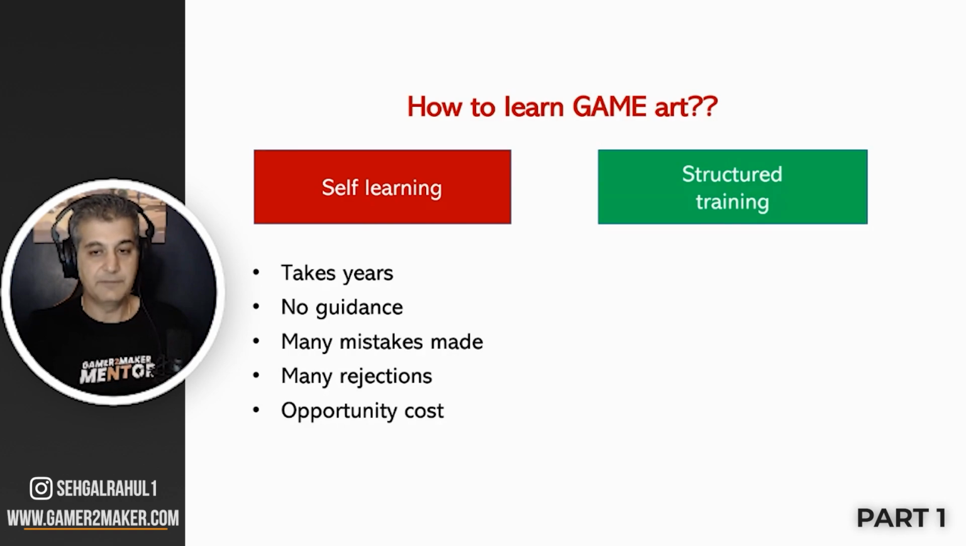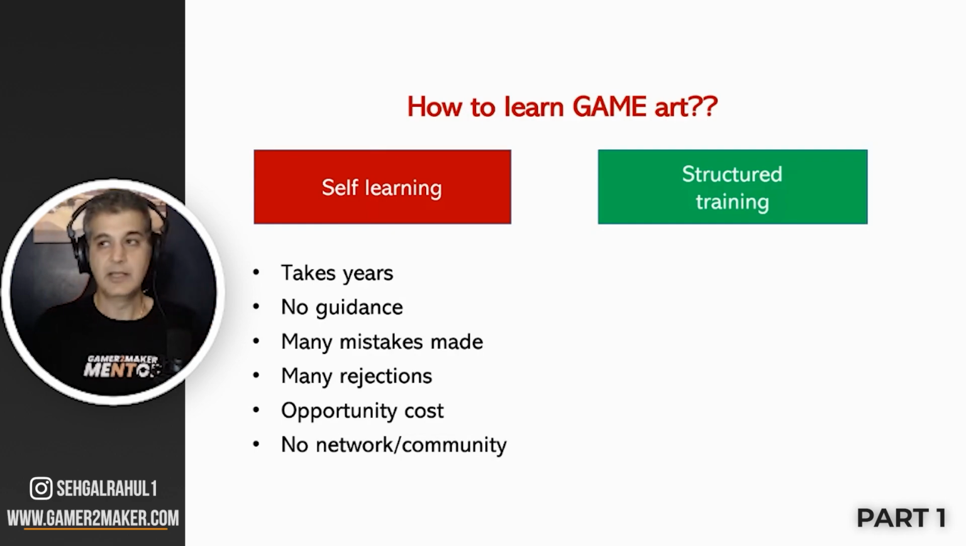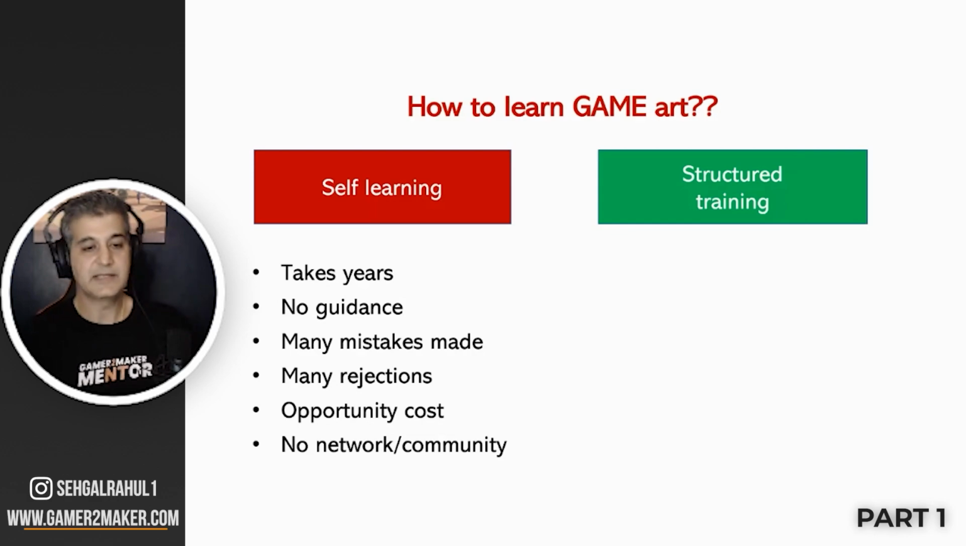And the other difference is that you have no network and community. Self learning, you can do it. I see a lot of people trying to do it, but these are the problems. You have no network, you have no community, because you're basically sitting by yourself in front of a computer watching YouTube. Of course, you don't spend much, but then you lose a lot when it comes to opportunity cost. And I'll explain what opportunity cost is.